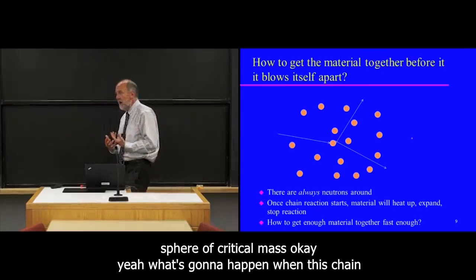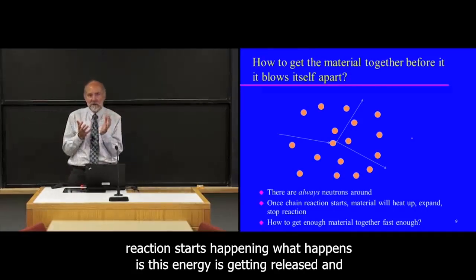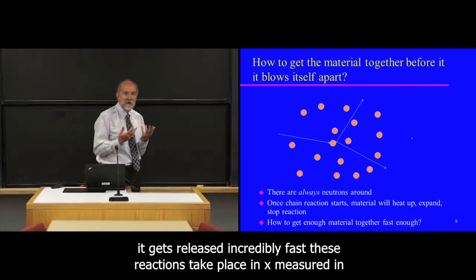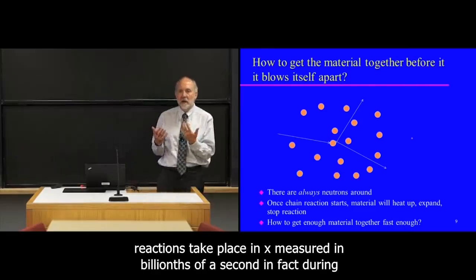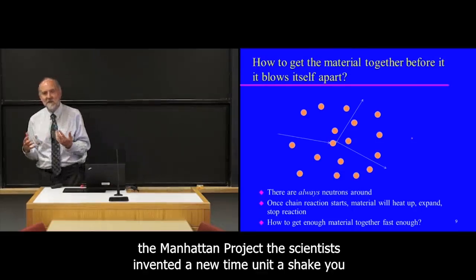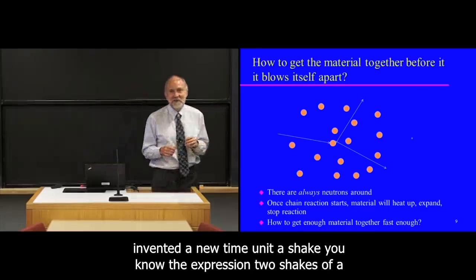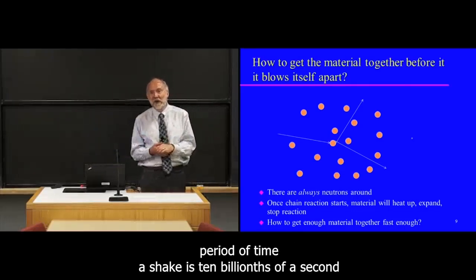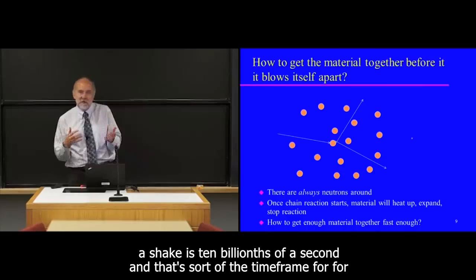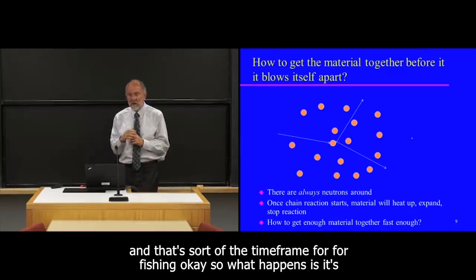Now, what's going to happen when this chain reaction starts happening? What happens is this energy is getting released, and it gets released incredibly fast. These reactions take place in times measured in billionths of a second. In fact, during the Manhattan Project, the scientists invented a new time unit, a shake. You know the expression "two shakes of a lamb's tail," referring to some very short period of time. A shake is 10 billionths of a second. And that's sort of the time frame for fission.